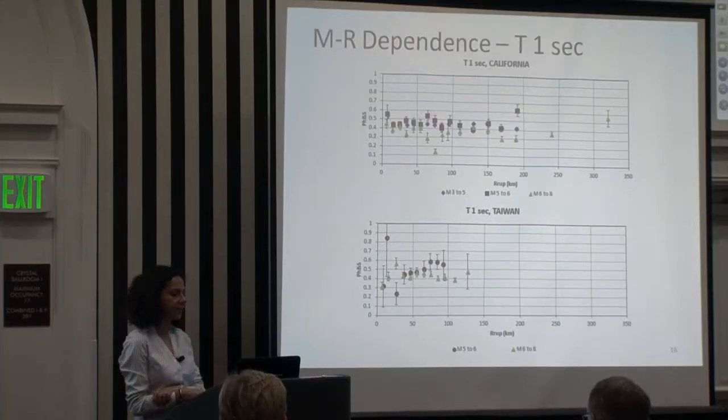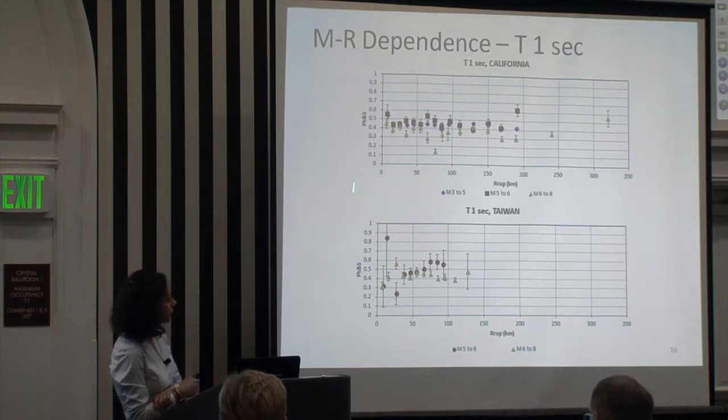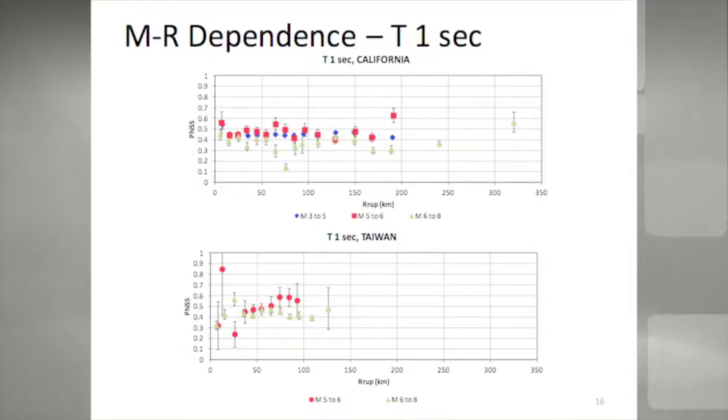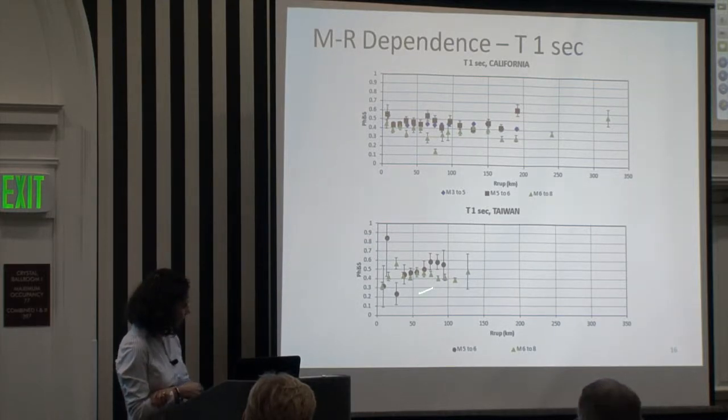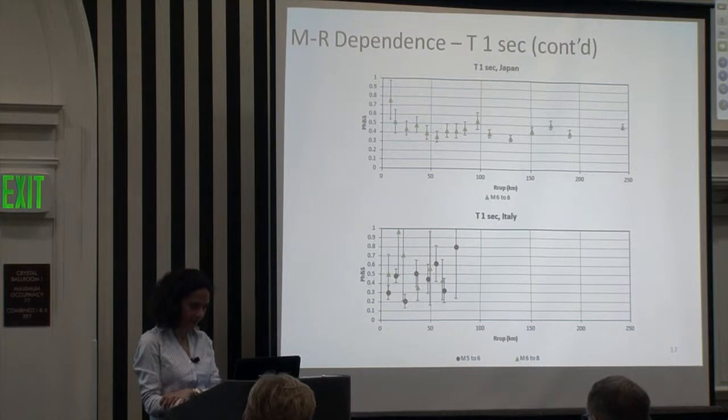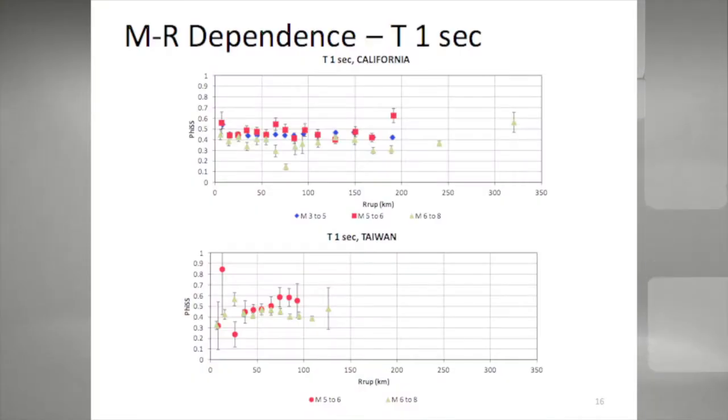These are the same plots at a period of 1 second. For California here, notice that we don't have this ramp up of the FESS with a small magnitude short distance. Pretty much looks more or less constant. This is Taiwan here for a period of 1 second, Japan, and then Italy.